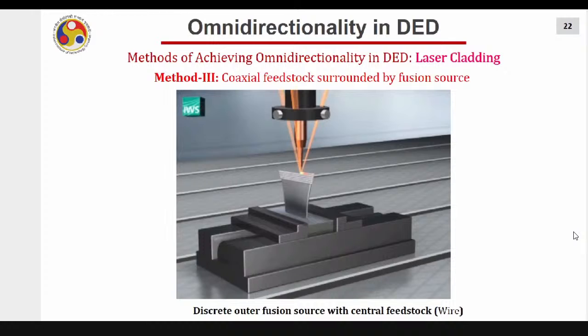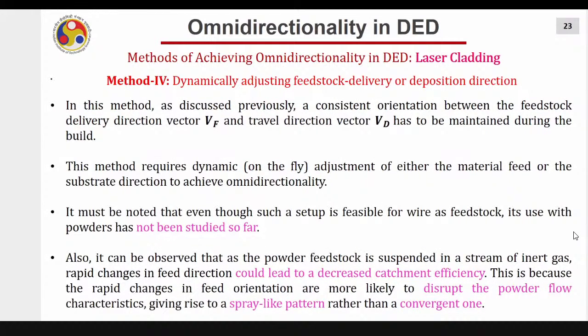Anyway, so the fourth method is dynamically adjusting the feedstock delivery or deposition direction. In this method, as discussed previously, a consistent orientation between the feedstock delivery vector Vf and the deposition or travel direction Vd has to be maintained during the build. This method requires dynamic or on-the-fly adjustment of either the material feed or the substrate direction to achieve omnidirectionality. It has been noted, even though such a setup is feasible for wire as a feedstock, I have not seen any system where they are dynamically changing the direction for powder.